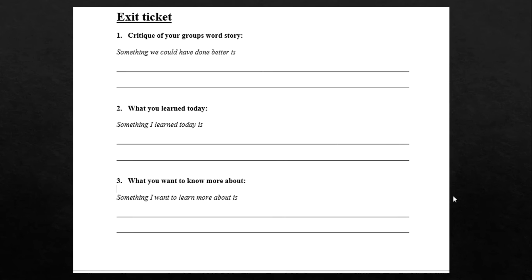And this is going to be a good way to gauge where your students are at, what they want to know more of, what students want to move on, etc. So exit tickets are always good to see where your students are at after a lesson.